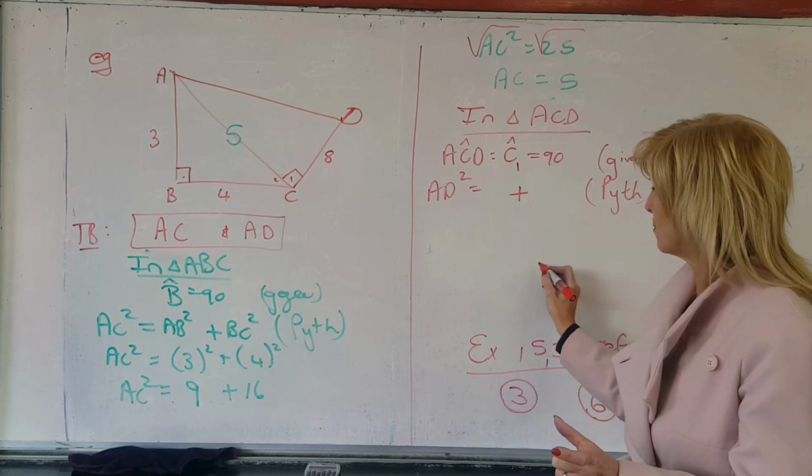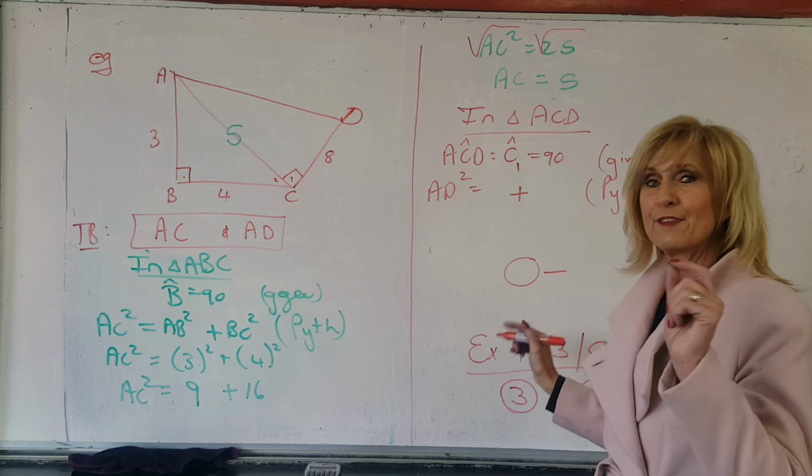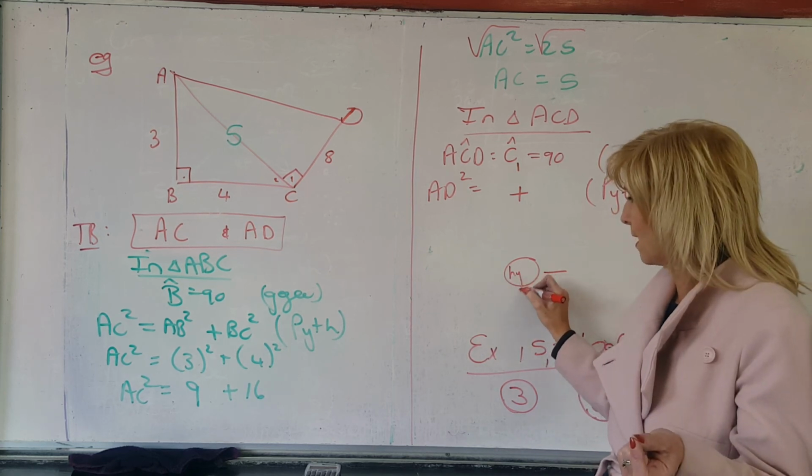And if it's a minus sum, the first one has to be the hypotenuse side.